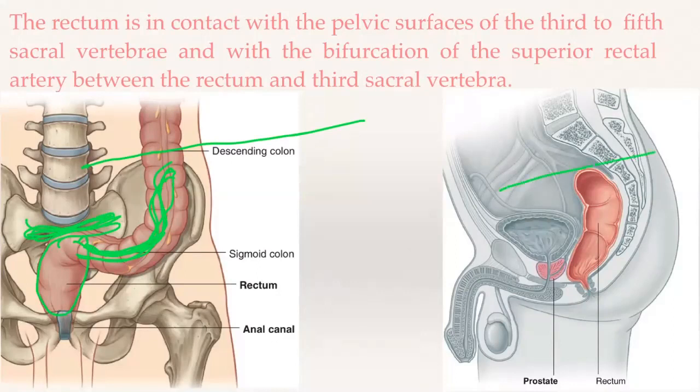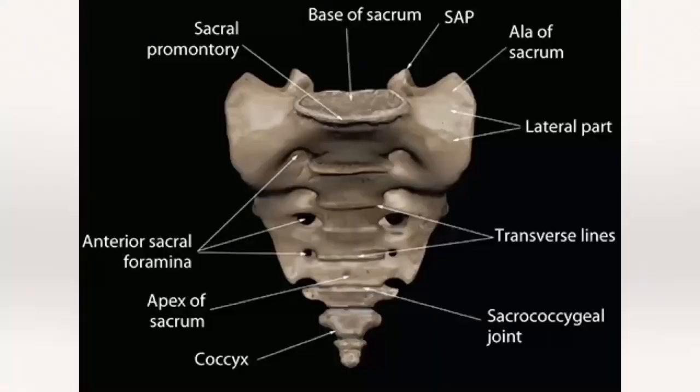Rectum is in contact with the pelvic surface of the third to fifth vertebrae, with the bifurcation of the superior rectal artery between rectum and the third sacral vertebra. This is L5, S1, S2, 3, 4, 5, coccyx, right? So that is the pelvic surface, with its concavity, its foramina and its ridges, which has the passing of the sacral plexus along with the sympathetic chain, and also the rectum and sigmoid mesocolon, right?